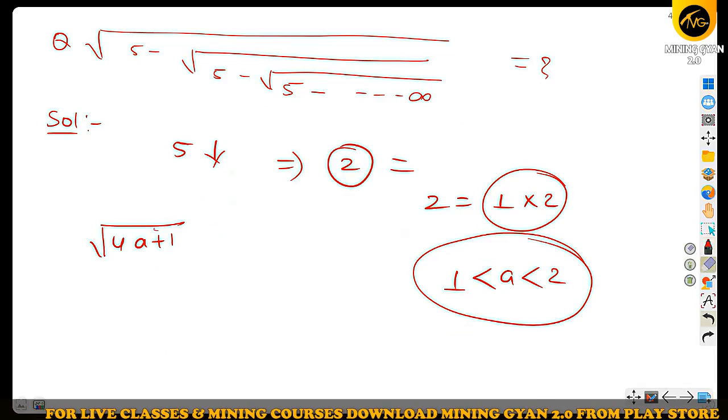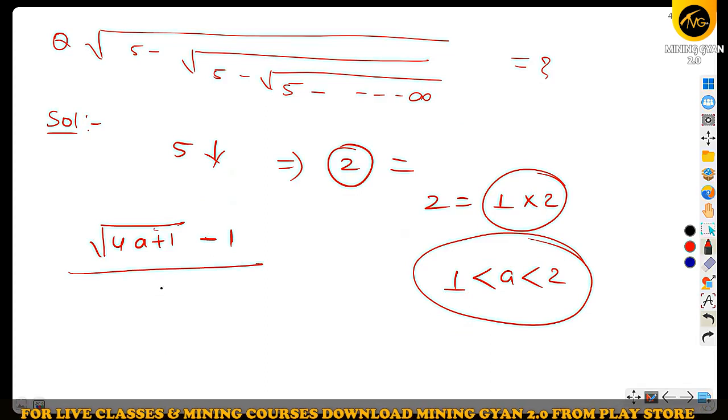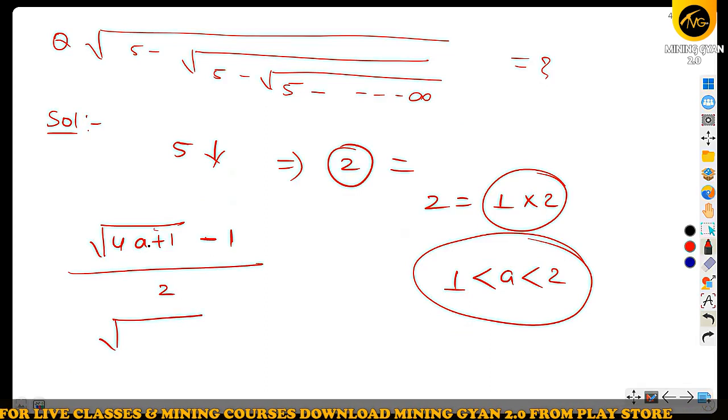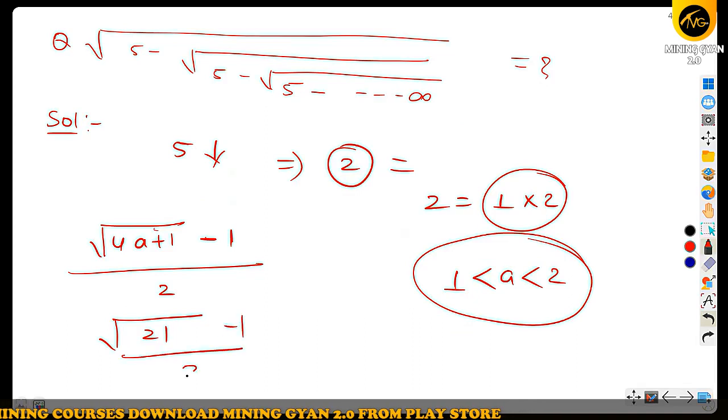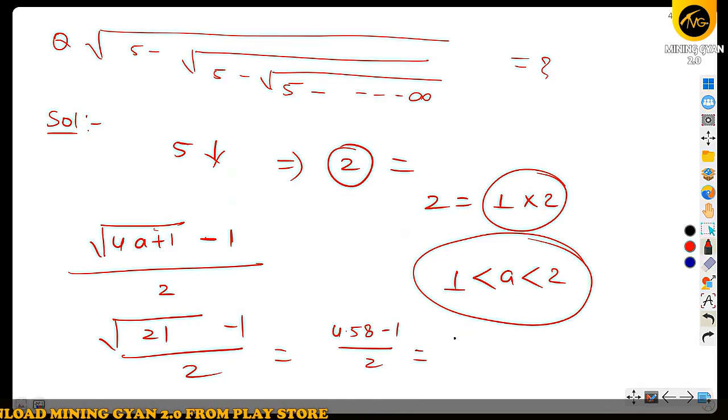If we follow the logical method, or the traditional method, so in this case it is root of 4a plus 1, minus 1. If there is the sign of minus, then we have to use the formula of minus 1 and the whole divided by 2. Now in this case 4 into 5 plus 1, that means the root over 21, and minus 1, whole divided by 2. So 4.58 minus 1, whole divided by 2. Now in this case 3.58 whole divided by 2, and the answer will be 1 point 79, or approximately 1.8.